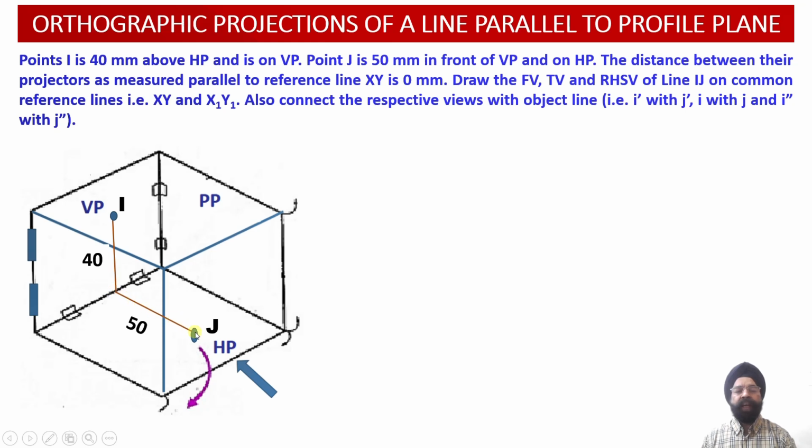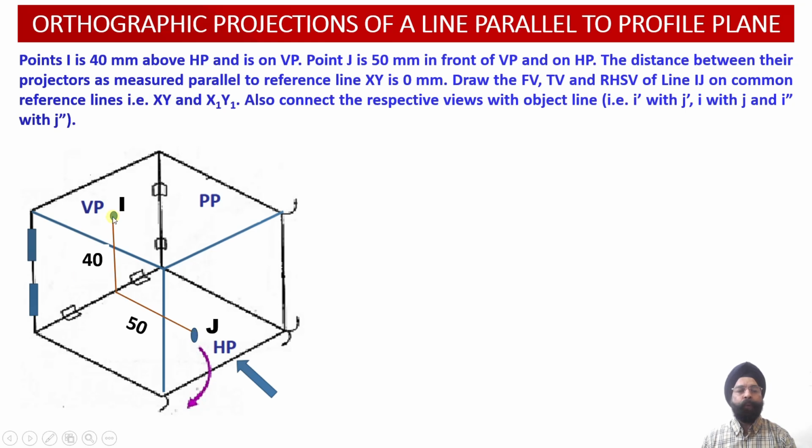The distance between the projectors from point I and point J, measured parallel to the XY reference line, is 0 millimeter. That is, the I and J projections will be falling along the same vertical projector line perpendicular to the XY reference line. This is my XY reference line. So, measured perpendicular to the XY reference line, onto the same vertical projector, the points I and J will be lying.